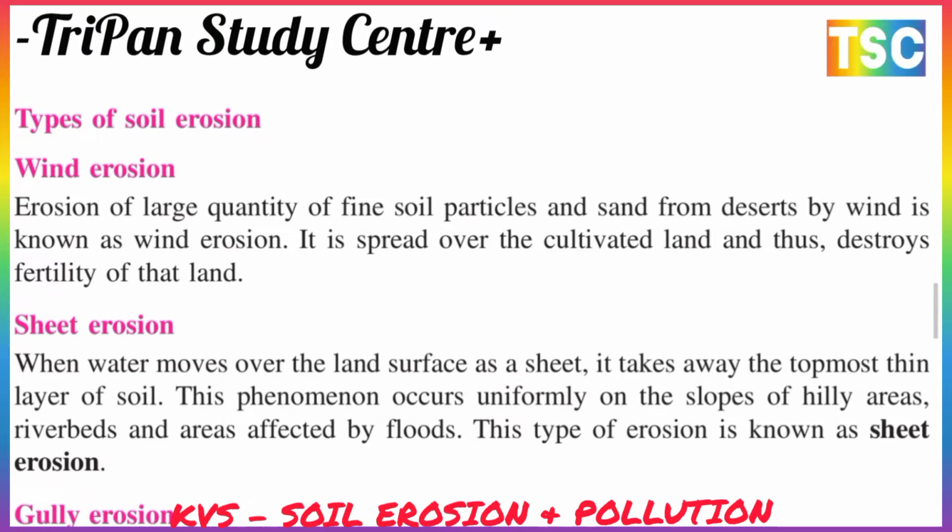Sheet erosion occurs when water moves over the land surface and takes away the topmost thin layer of the soil. This phenomenon occurs uniformly on the slopes of hilly areas, river beds, and areas affected by floods. This type of erosion is known as sheet erosion. Sheet erosion is mostly seen in river bed areas affected by floods.